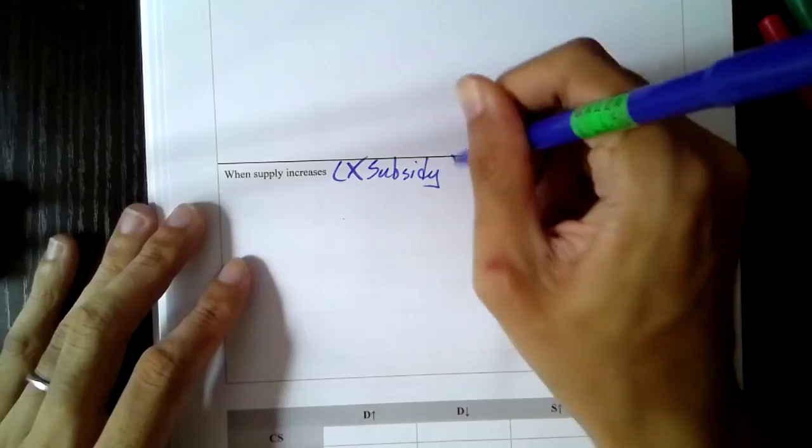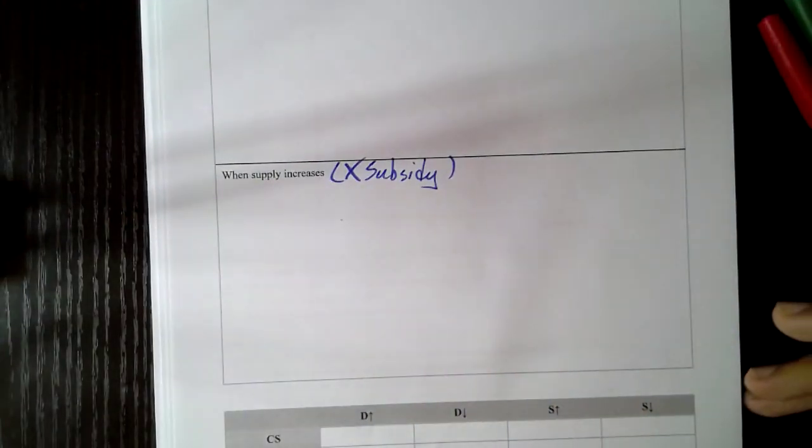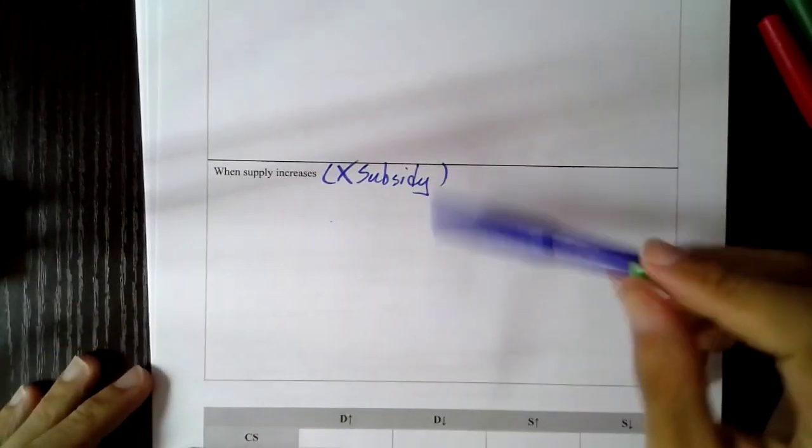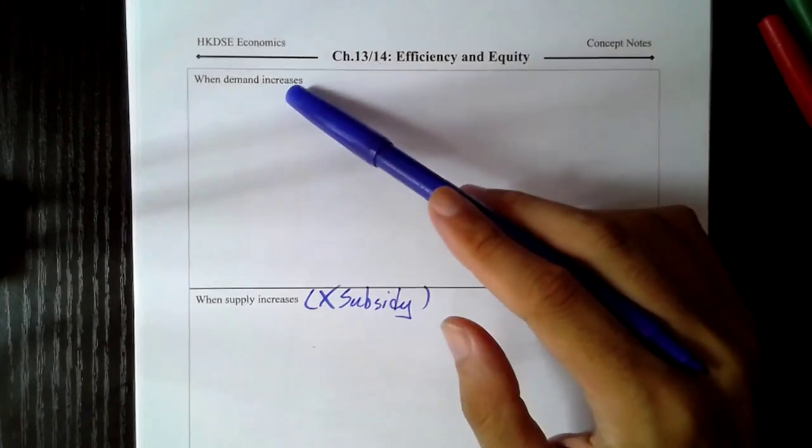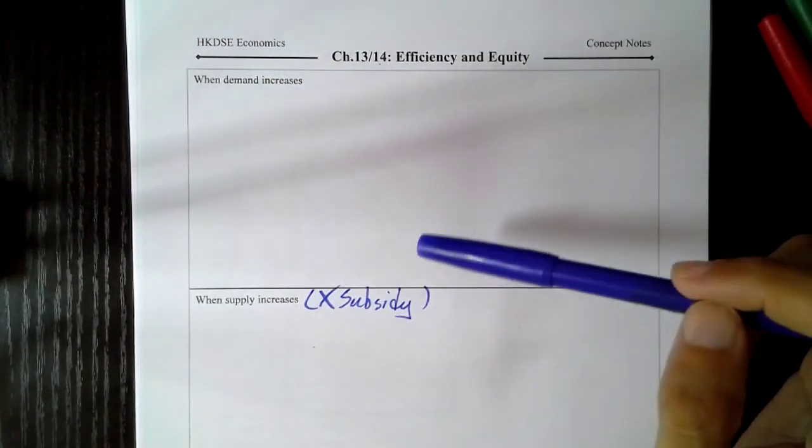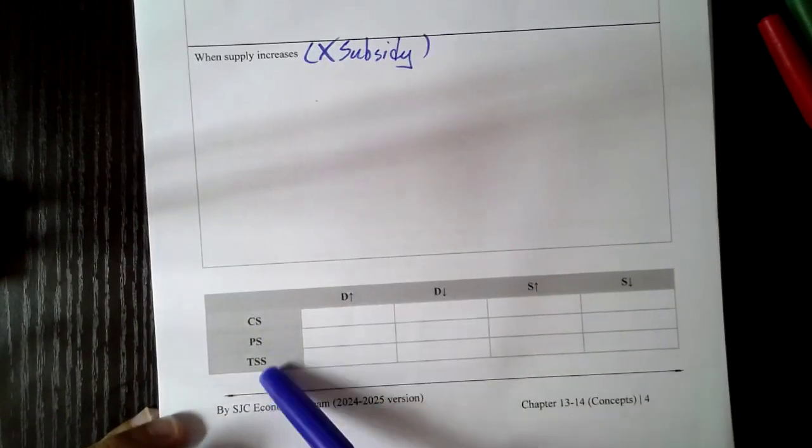I'm setting that aside, because later on, when we talk about subsidy and when we talk about tax, things will be very different. Now, with all that said, let's see what would happen when demand increases. What will happen to consumer surplus, producer surplus, and total social surplus?